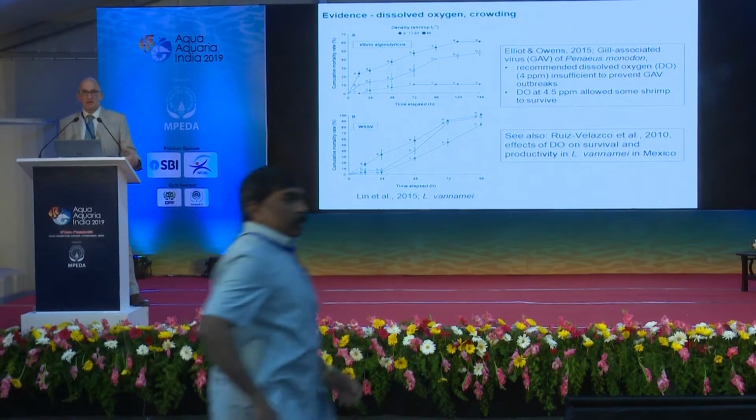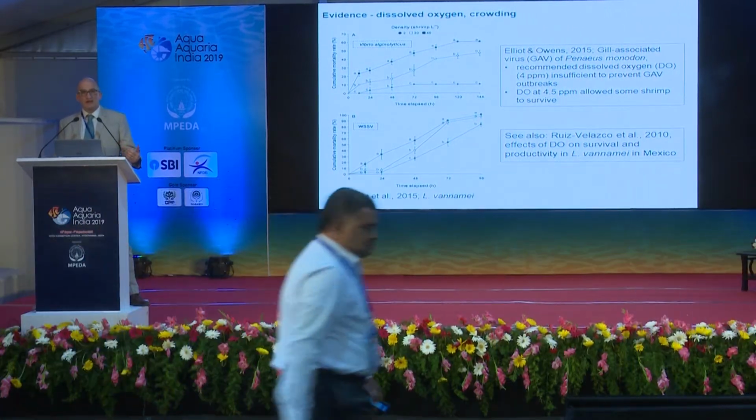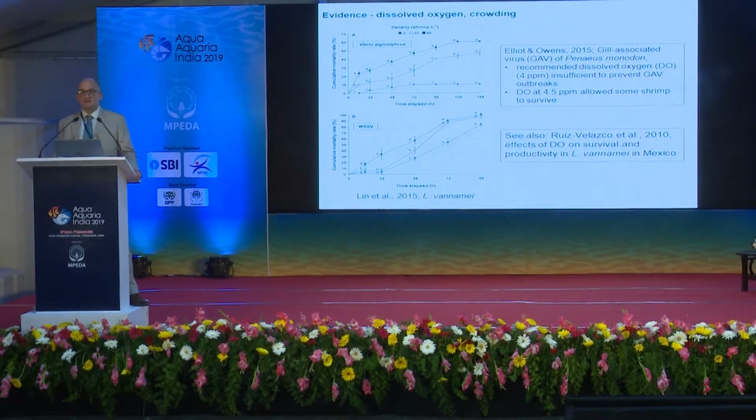Shrimp that are held at low density have a lower rate of mortality following infection with bacteria or virus. So we know that temperature, we know that salinity, and we know that oxygen are important controls on the rate at which mortality might occur in a pond.